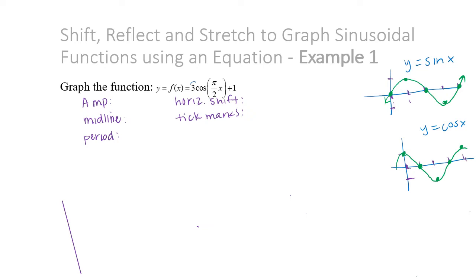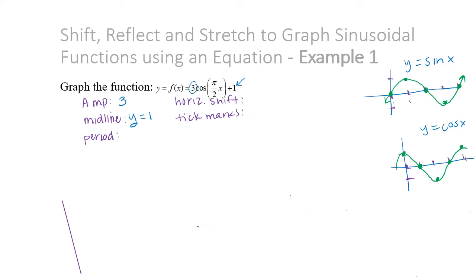So our amplitude, remember, is the absolute value of the A value. So our A value is 3. Absolute value of that is 3. Your midline is what you're adding or subtracting on the outside of the function. So here we're adding 1. So our midline is going to be y equals 1. Again, make sure you write it as the equation of a line.